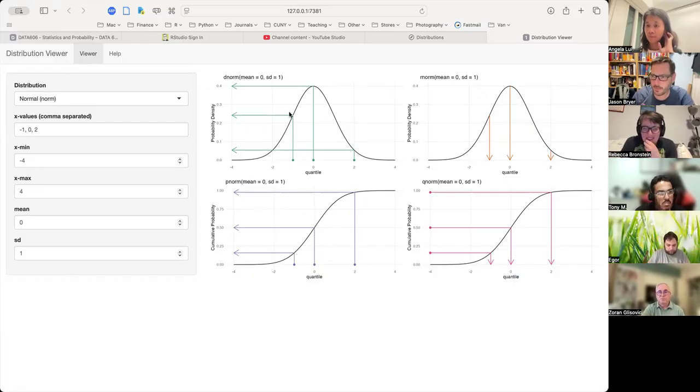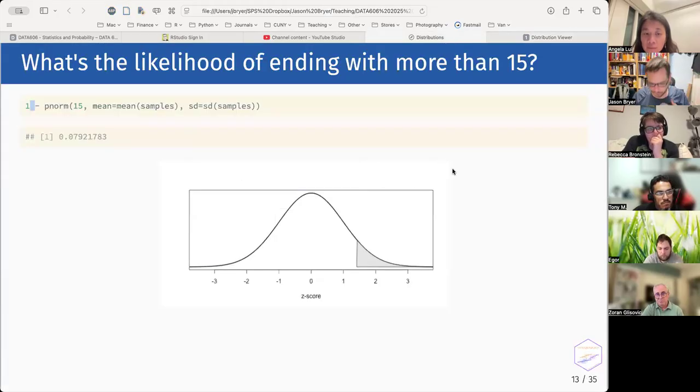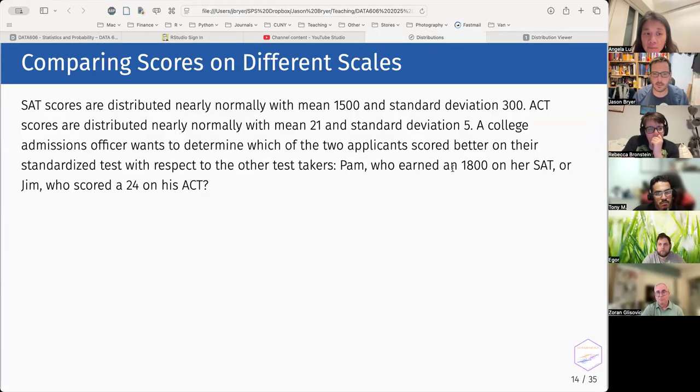It's still the same thing: we're getting the area to the left. So the P is like, given my standard deviation units, where am I? What's the area under the curve to the left? The Q just goes the other way. I know the area; what's the critical value? That's kind of how that works, and we'll look at that again.